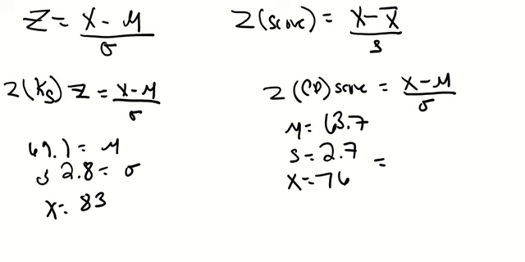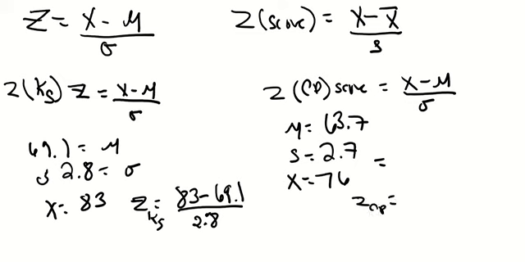So we just plug both of these into the z formulas, right? Let's go for KG first. It is 83 minus 69.1 divided by 2.8. And for Candace Parker, it is 76 minus 63.7 divided by 2.7, right?